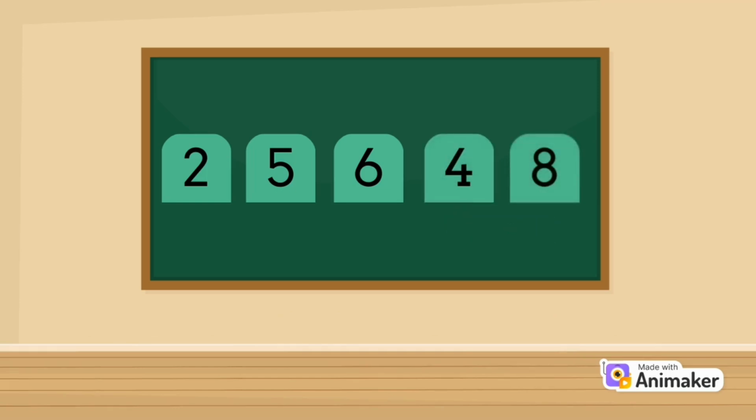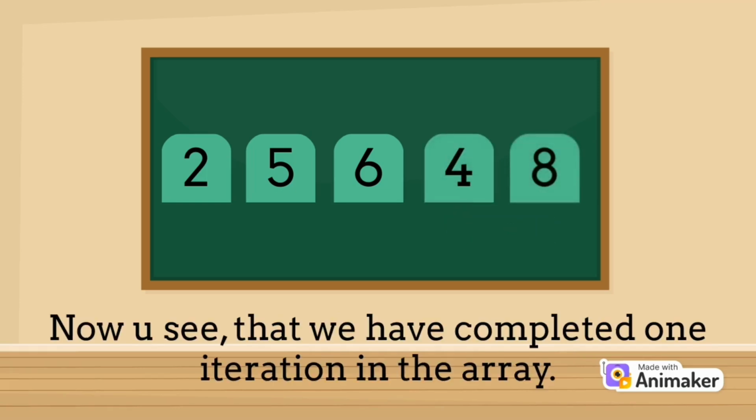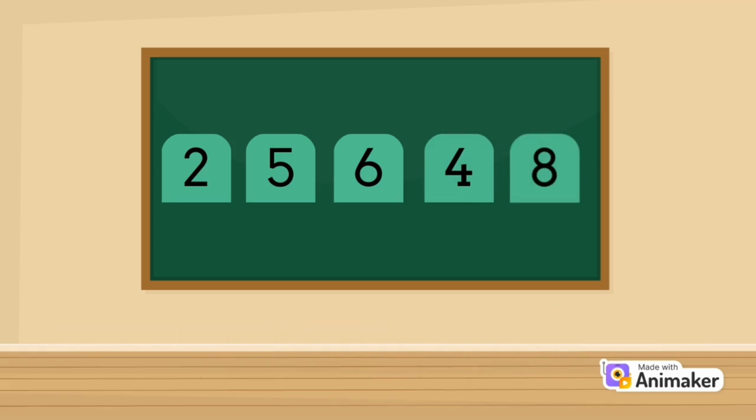Just like that. Now, you see that we have completed one iteration of the array. But you can see that there are unsorted elements in the middle of the array. However, we can notice that the largest element in the array is now in its right place. So, what we are doing is repeating this process again and again on the rest of the elements.